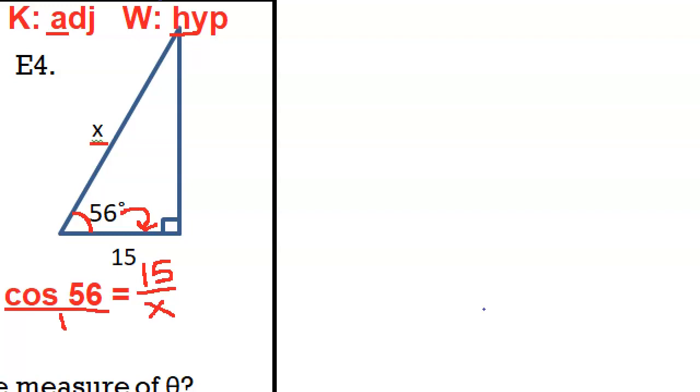All right, so cosine of 56 over 1. So that's going to give me 15 equals x times the cosine of 56. Then, to finish off the problem, I'm going to try to sneak it in here because I'm running out of room. To finish off the problem, you're going to have to divide both sides by the cosine of 56.